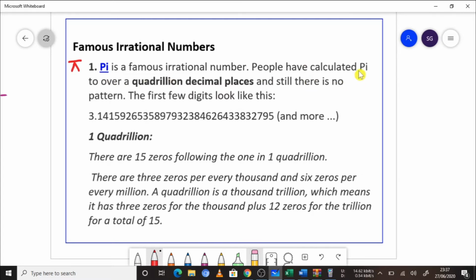People have calculated pi to over a quadrillion decimal places. How many zeros are there in a quadrillion? A quadrillion has 15 zeros. Imagine how rich we would be if we had a quadrillion in our pocket. All right, so pi has been calculated to over a quadrillion decimal places. That's a huge number of decimal places, and still there is no pattern. And this makes pi an irrational number. You can see there is no repetition in the decimals even if we extend up to a quadrillion decimal places.